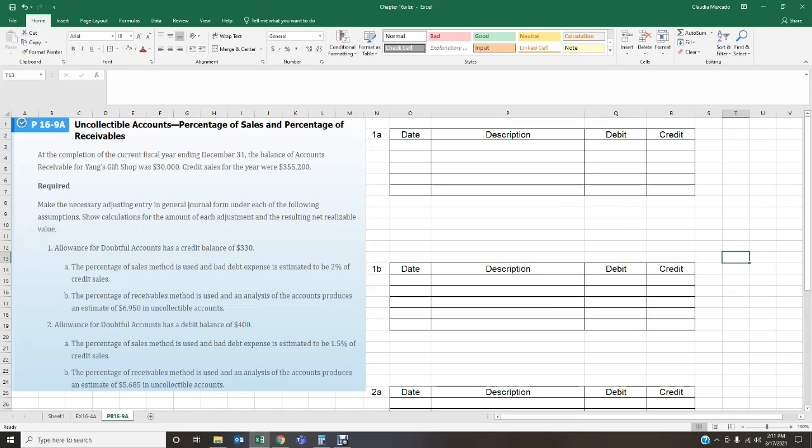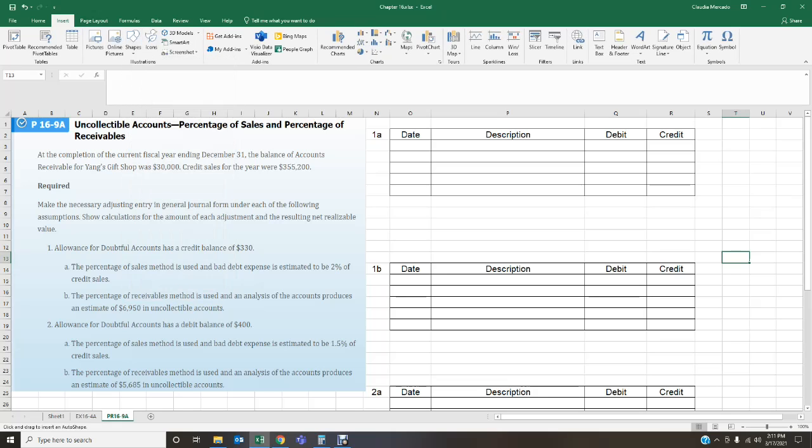The problem deals with uncollectible accounts using the percentage of sales and percentage of receivables. It says, at the completion of the current fiscal year ending December 31st, the balance of accounts receivable for Yank's gift shop was $30,000. Credit sales for the year were $355,200. Required: make the necessary adjusting entry in general journal form under each of the following assumptions. Show calculations for the amount of each adjustment and the resulting net realizable value.